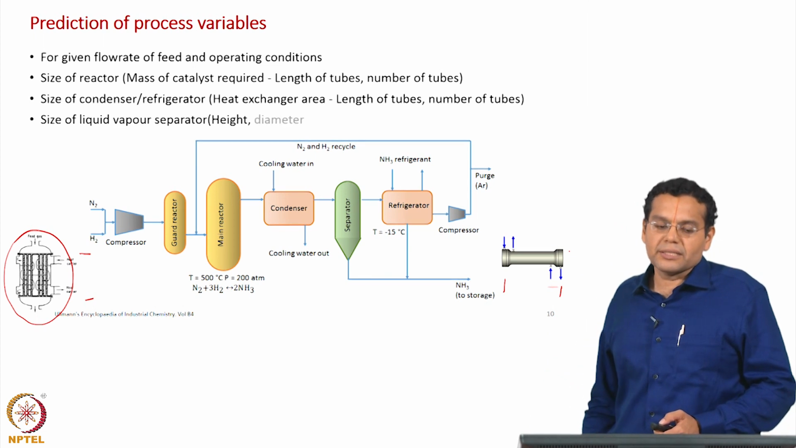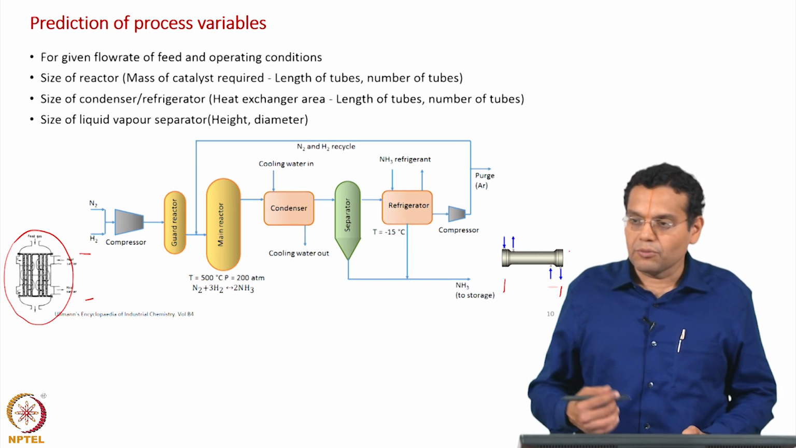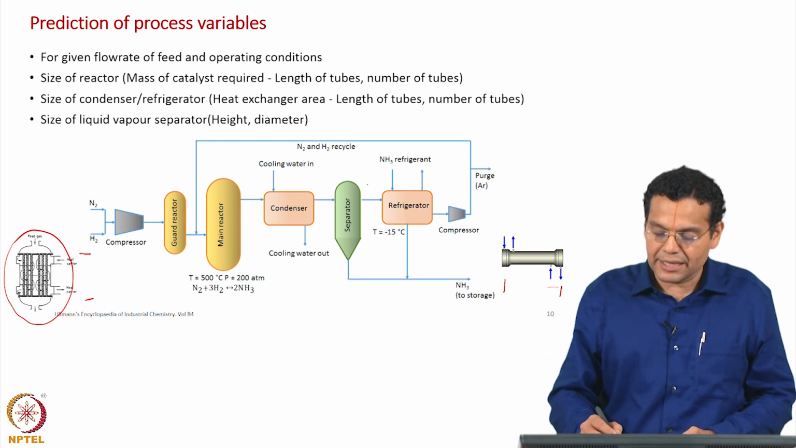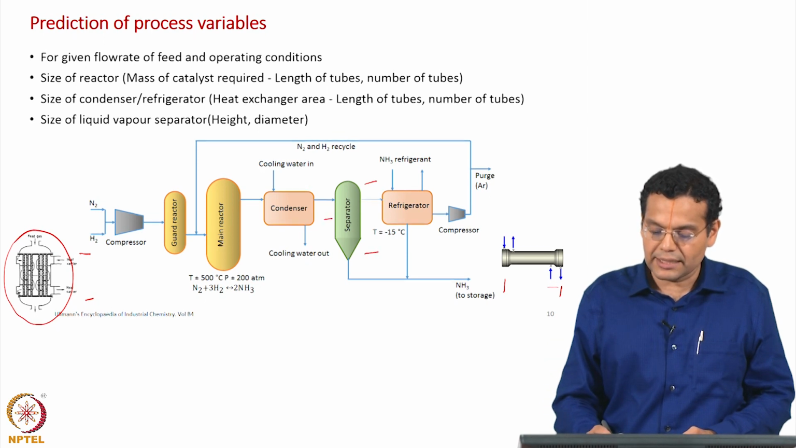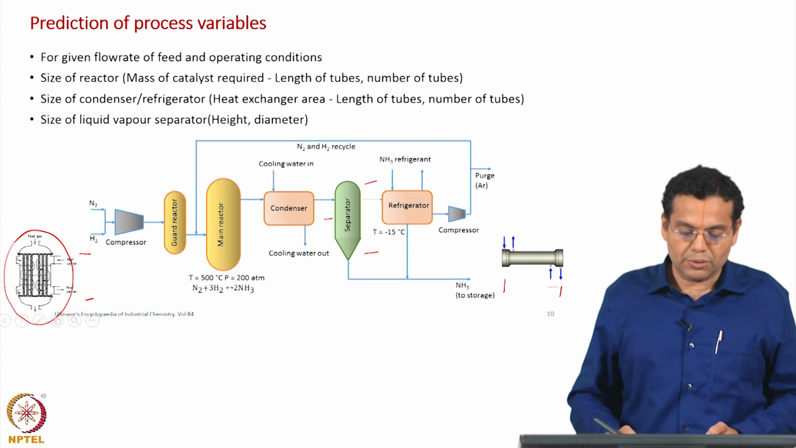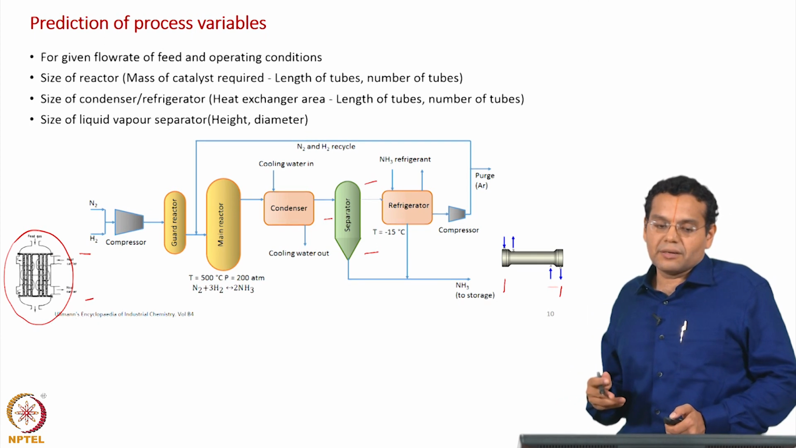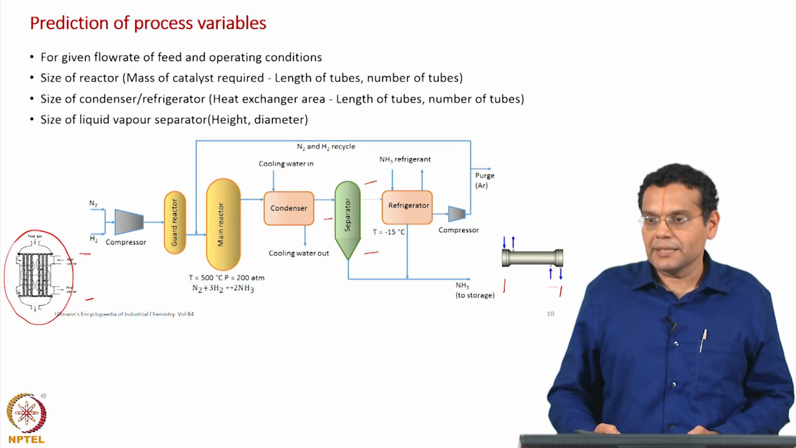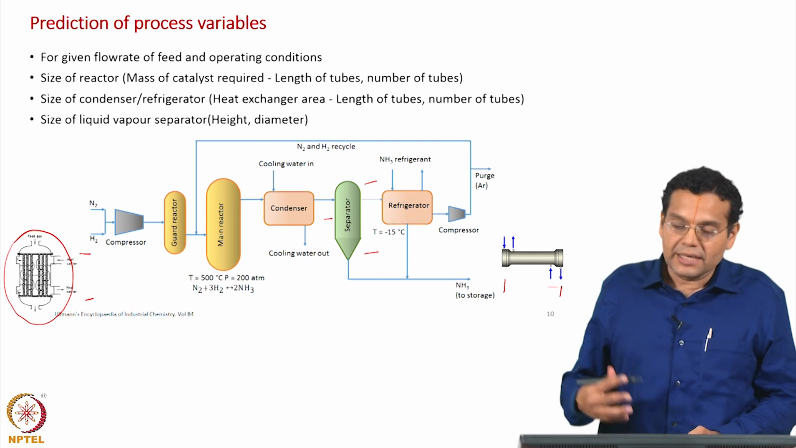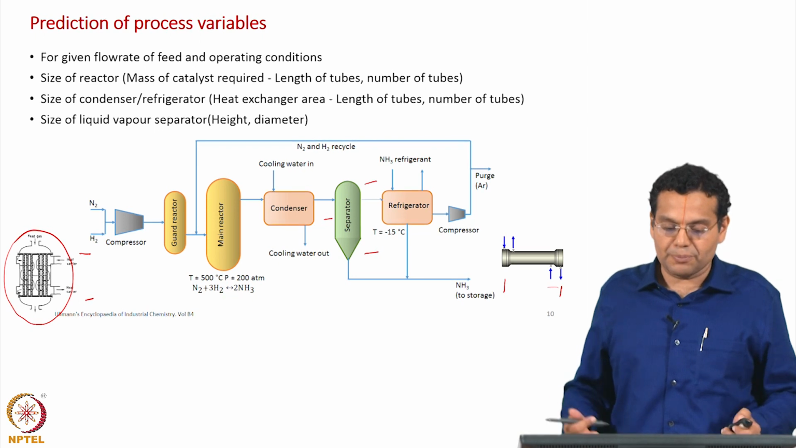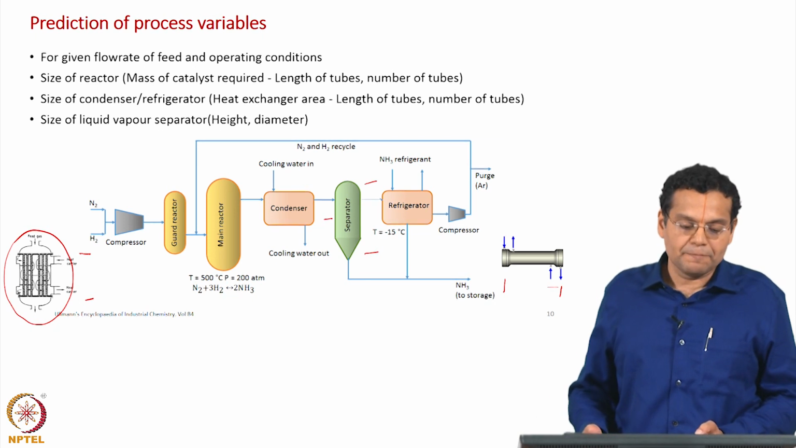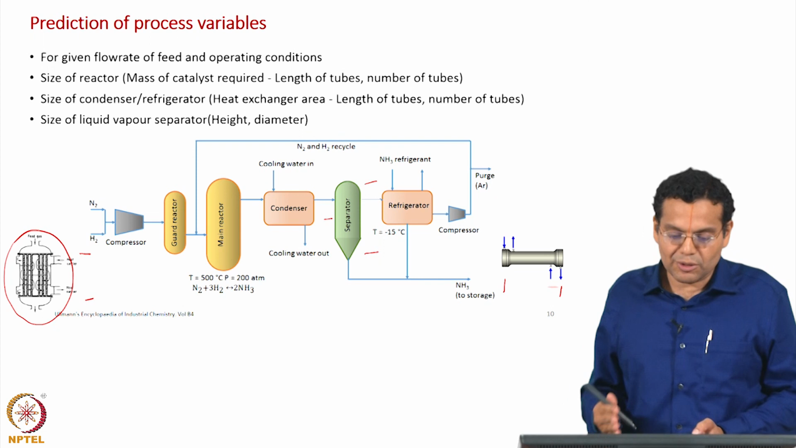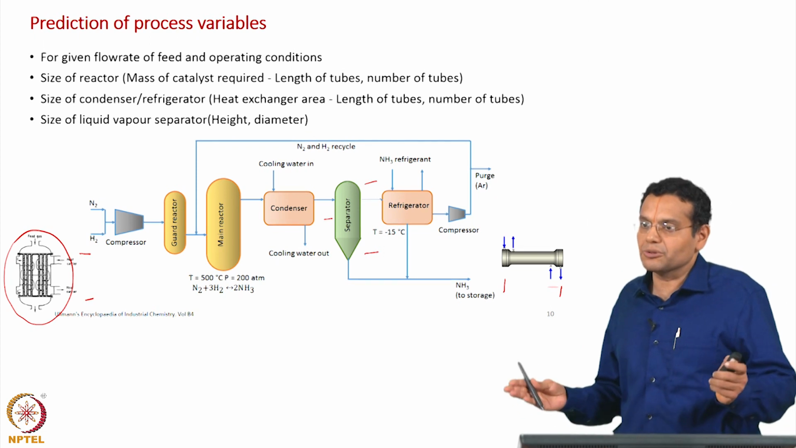We would also like to know the size of the liquid vapor separator. What I mean by size here is the height of the separator and the diameter of the separator. So, as I told you, these are also process variables which I would like to predict, but these fall into the category of sizes of equipment: size of reactor, condenser or liquid vapor separator. You will shortly know why I distinguish these two kinds of process variables.